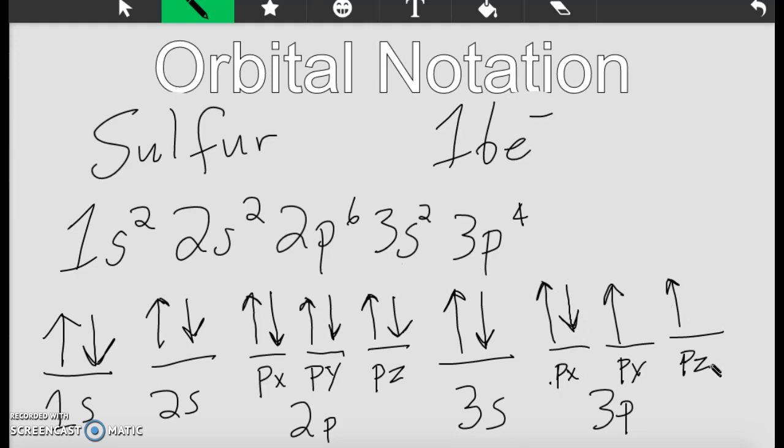And then you do the same thing for the d's. Since d's can hold 10 electrons, you would have 5 orbitals. And don't worry about x's, y's, and z's for those. We just lump them all together and call them 3d. Same thing for f's. You just group them all together and call it 4f, 5f, etc.